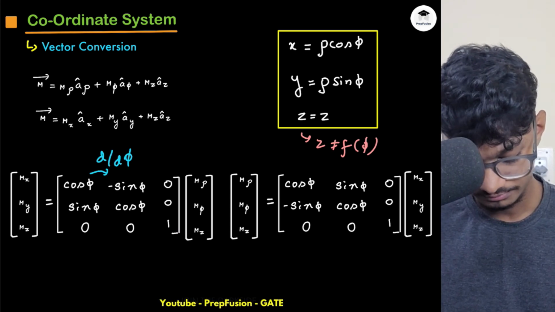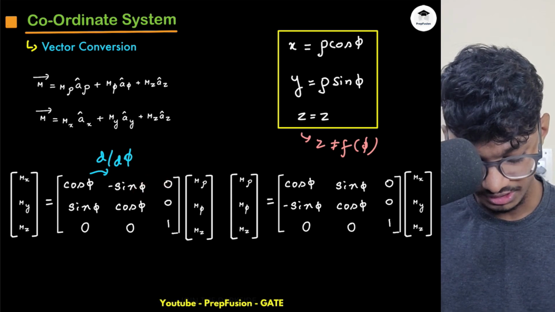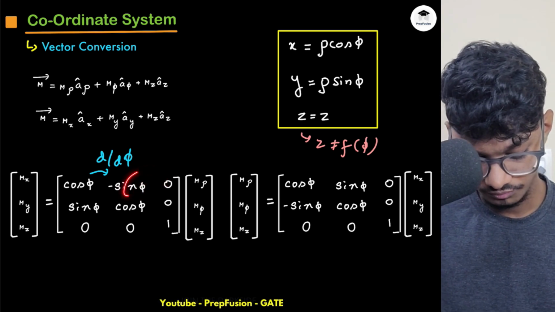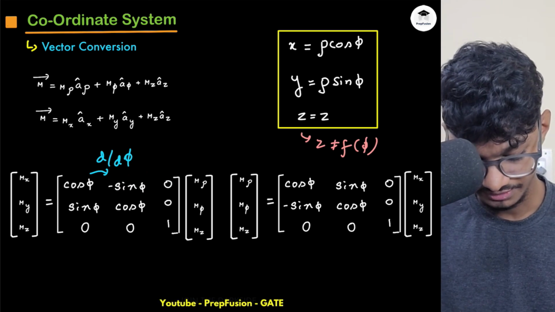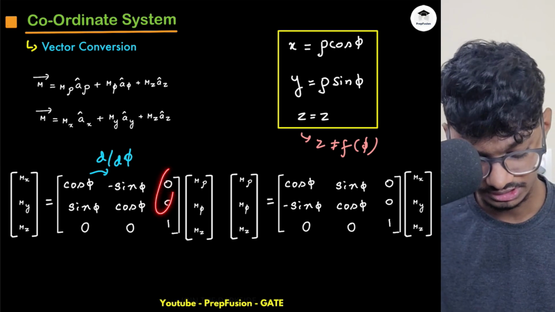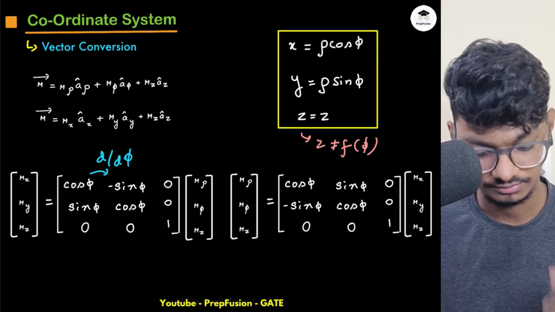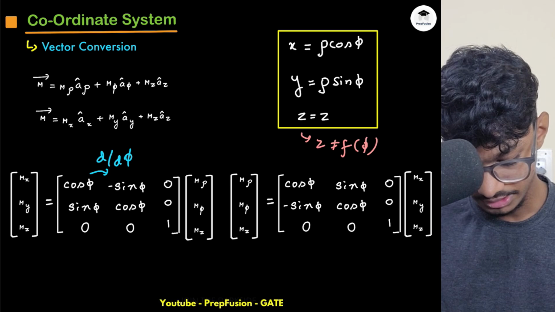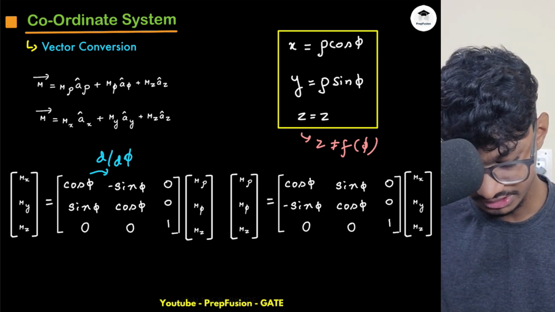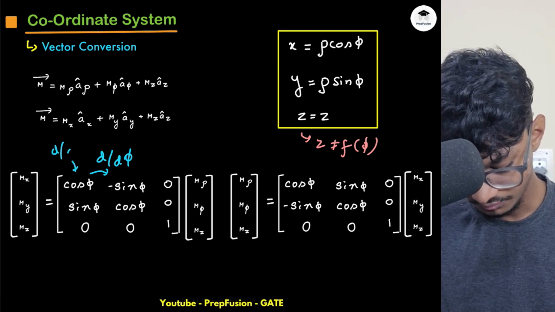Okay, with respect to phi. And in the next column, I simply differentiate with respect to Z. With respect to Z, I simply differentiate, and this is simply 0, right? Z doesn't have any function here, but here as Z is equal to Z, I will simply write Z itself. So actually what I am doing here, in this first column, the main thing is I am differentiating with respect to rho.